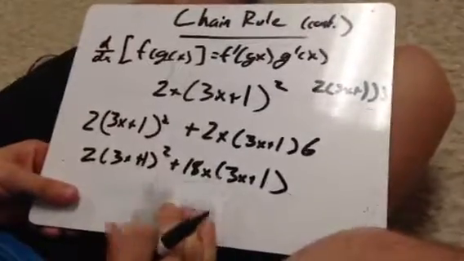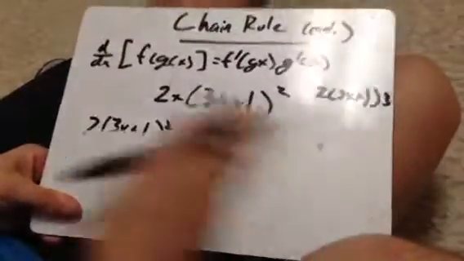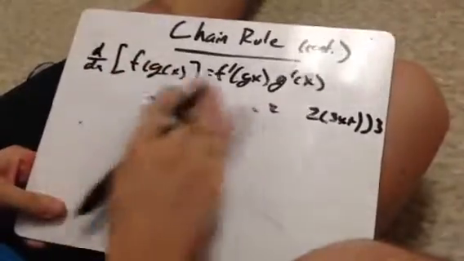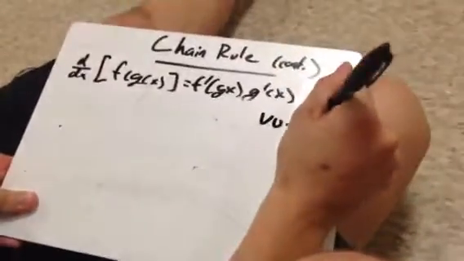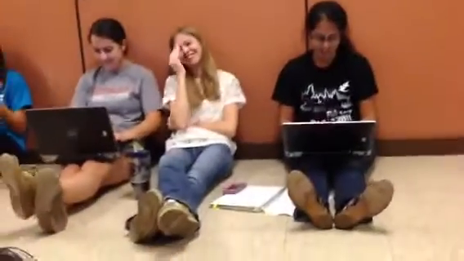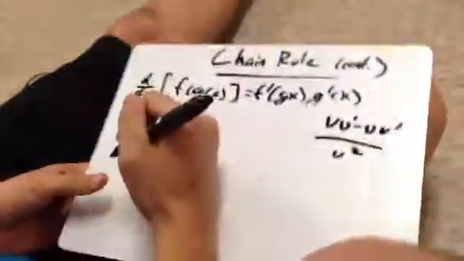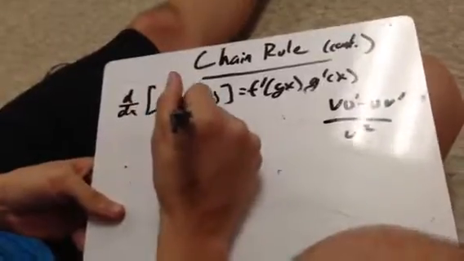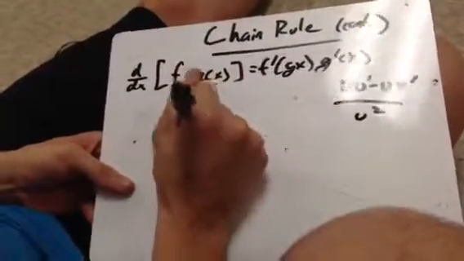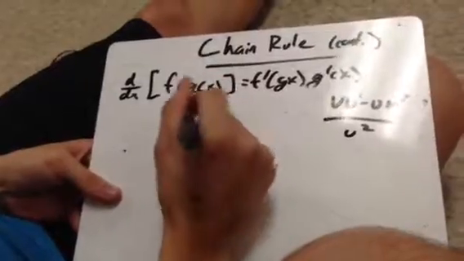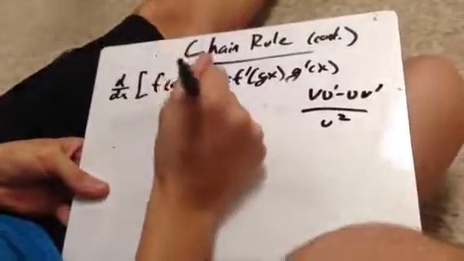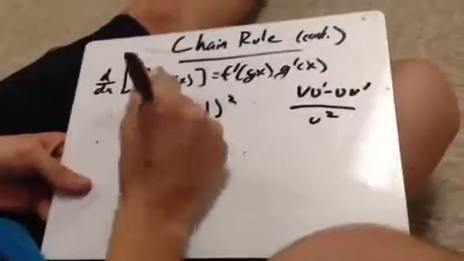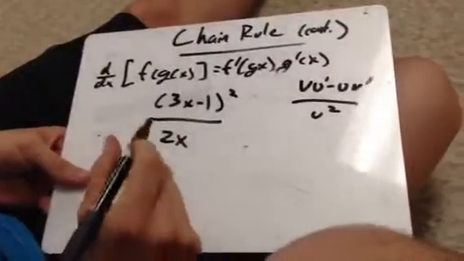And so now for the quotient rule, which is a little bit different. I have to write down the quotient rule because it sucks. So it's v u prime minus u v prime over v squared. So if you had 2x over 3x minus 1, actually, just for simplicity's sake, (3x minus 1) quantity squared over 2x, so that'll just be a little easier.